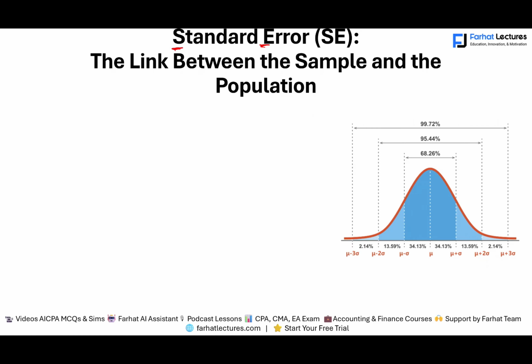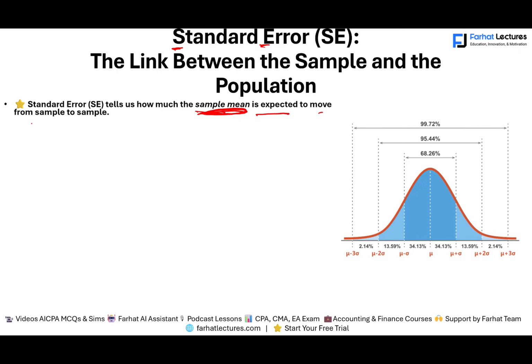The standard error. What's the standard error? It's a number we're going to have to compute that tells us how much the sample mean is expected to move from sample to sample. When we collect a sample, we can compute a mean. Then we select another sample, we have another mean. The standard error tells us how reliable the sample result is. If we pull a third sample and a fourth sample, how reliable are your sample results?